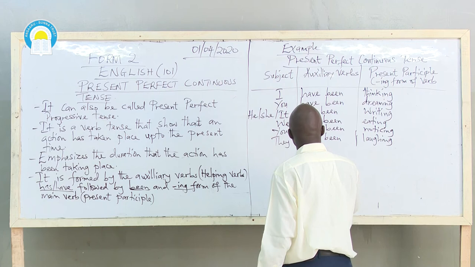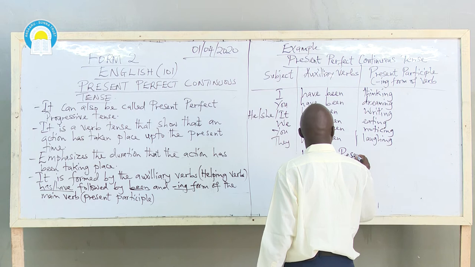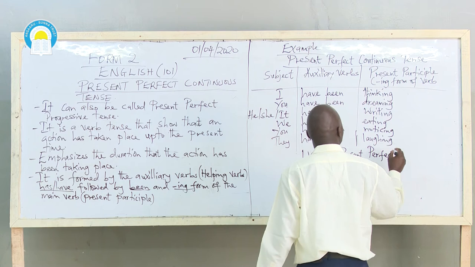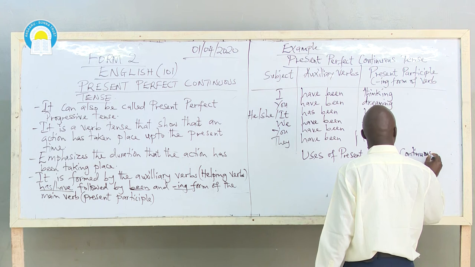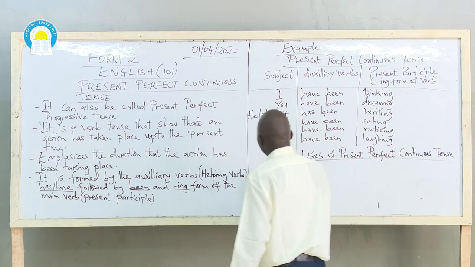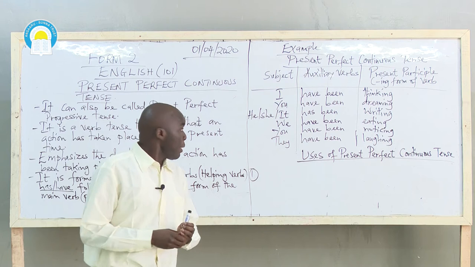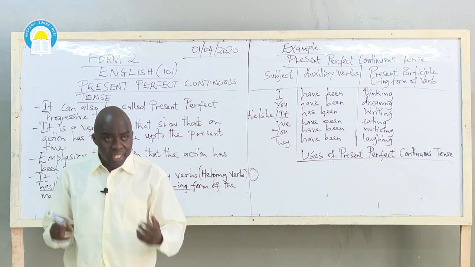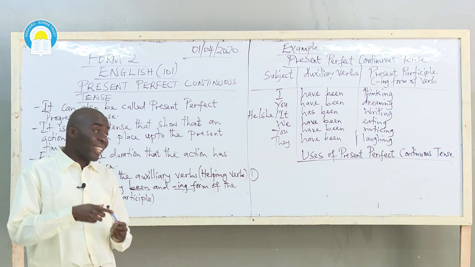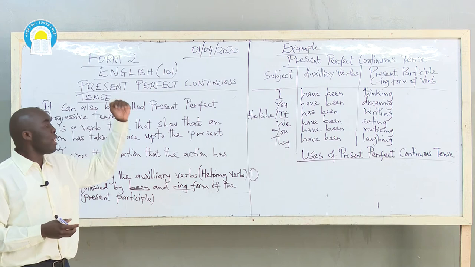The uses of present perfect continuous tense. The first use is that present perfect continuous tenses can also be used in negative sentences. How are they used in negative sentences? We insert the word not, or we add the word not to the auxiliary verbs have or has.